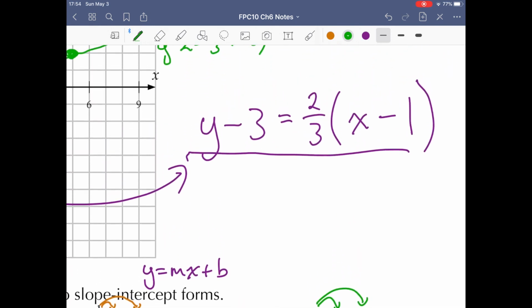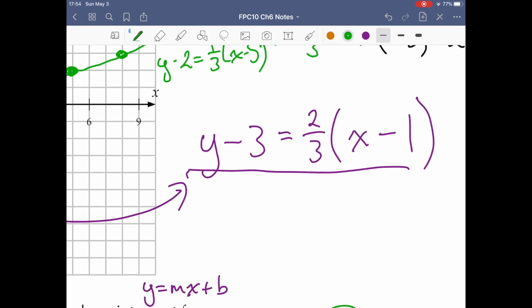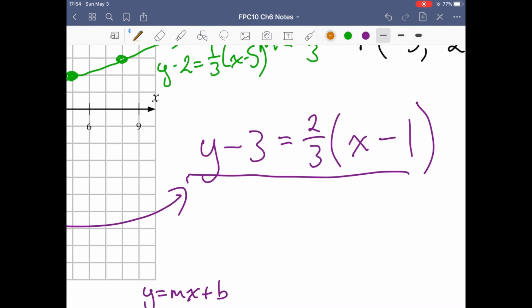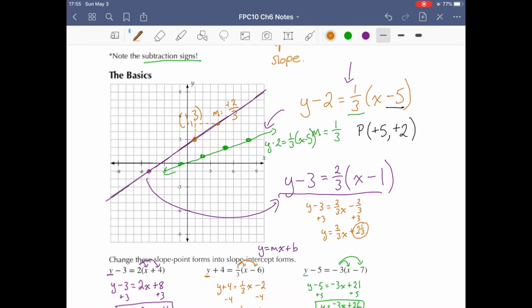Well, it's because a lot of them don't end up being such nice points. Let's look at this one. Let's simplify this one. We get y minus 3 is equal to 2/3 x minus 2/3, plus 3 to both sides. And we get y is equal to 2/3 x plus 2 1/3. So I get a decimal or fractional number here, which isn't so easy to work with in y equals mx plus b form.